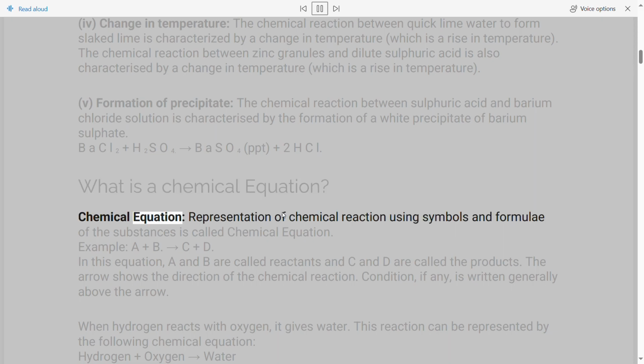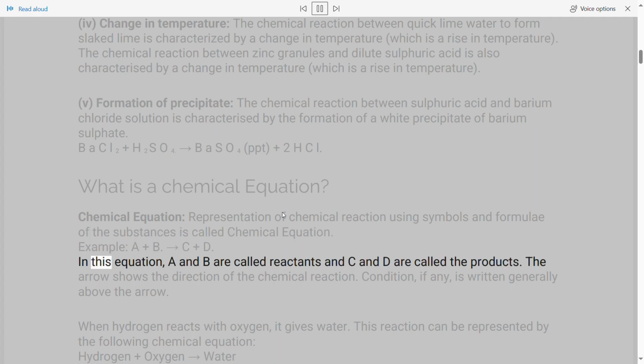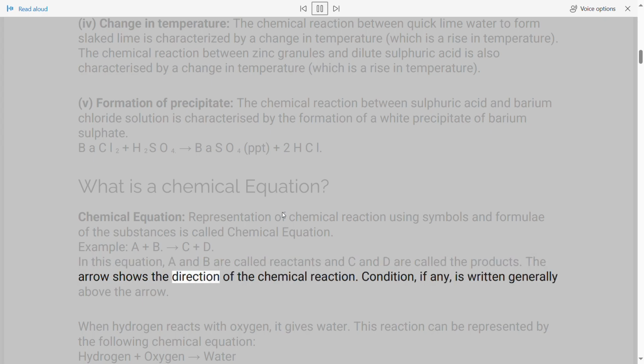What is a chemical equation? The representation of a chemical reaction using symbols and formulae of the substances is called a chemical equation. Example: A + B → C + D. In this equation, A and B are called reactants and C and D are called the products. The arrow shows the direction of the chemical reaction. Condition, if any, is written generally above the arrow.